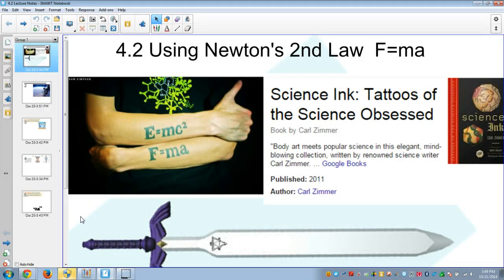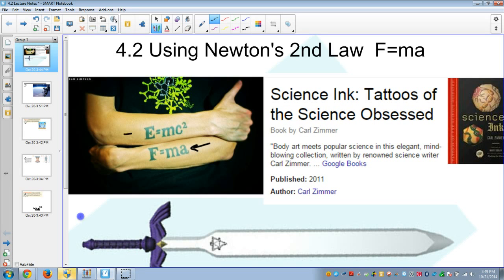Hello, ladies and gentlemen. Welcome to section 4.2, which is entitled Using Newton's Second Law. And Newton's second law is F equals ma. That's force is equal to mass times acceleration. And it's the most important equation you're going to get in the first semester. F equals ma. It's so important that this guy tattooed it on his arms.